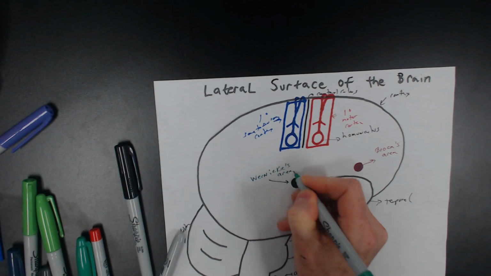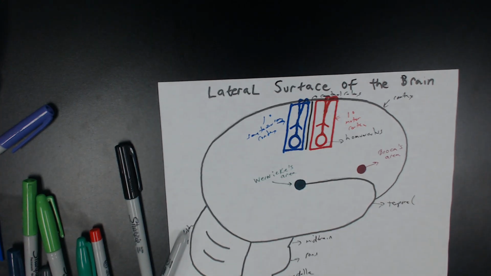W-E-R-N-I-C-K-E-'S area. Okay, so if you have damage to Broca's area, you have what's called Broca's aphasia. Aphasia is a speech disorder. And Wernicke's aphasia is damage to Wernicke's area. If you're damaged in both areas, you have global aphasia. It means you can't get the words out, and you also don't understand what somebody's saying. That's the most severe form of aphasia. You'll get more of that later in neuro.